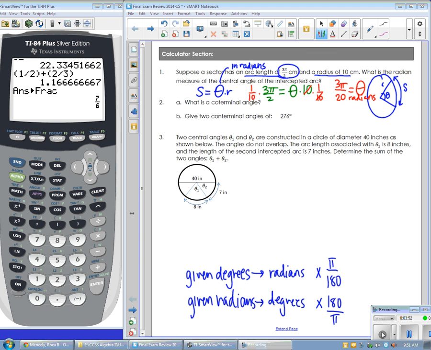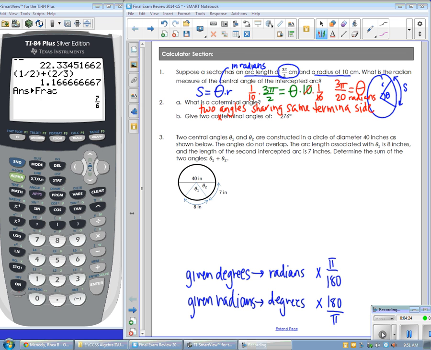Okay, and number 2, you're talking about coterminal angles. And I just realized that I spelled coterminal wrong in the second sentence. I think I was doing spell check and it changed it for me. Okay, so what is a coterminal angle? A coterminal angle is basically when two angles share the same terminal side. So two angles sharing the same terminal side.